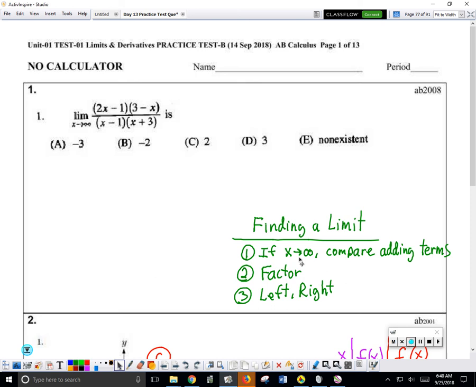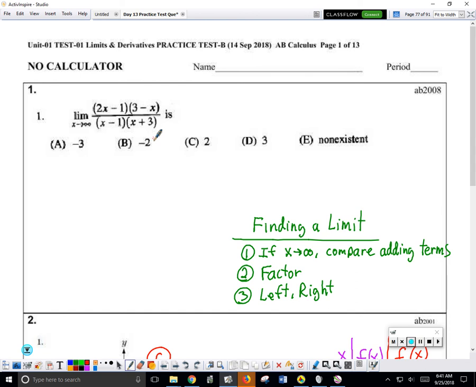If it is, my eye is going to be drawn to locating terms that are adding, and hopefully I can compare those terms and identify which of the terms that are adding is most dominant. Okay. So when I look up here, I say, okay, x is approaching infinity. So you tell me, Melissa, name two terms in this expression that are adding. And subtracting is the same thing as addition.